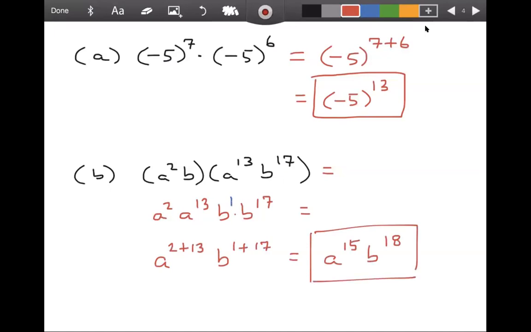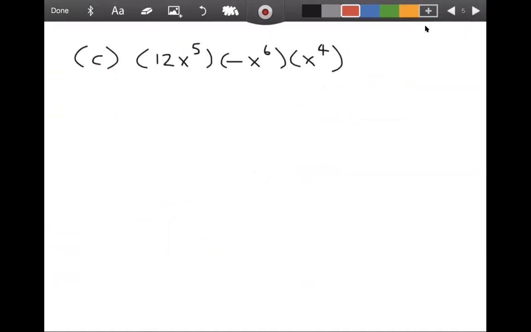All right, and finally we have 12x to the 5th times the opposite of x to the 6th times x to the 4th. So first I'm going to multiply my numerical coefficients together. We have a 12 and this is a -1. So we'll have a -12 out front.